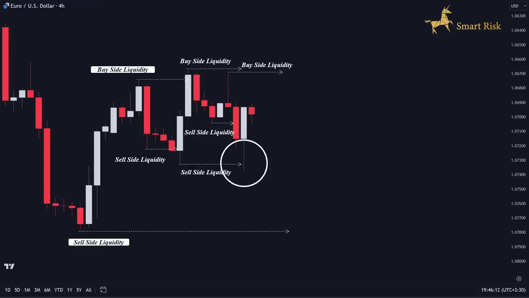Again, we see another liquidity sweep right here. As you can see, price is taken below the previous sell-side liquidity and also creates another swing low with this long wick that we consider as another sell-side liquidity resting below the low.